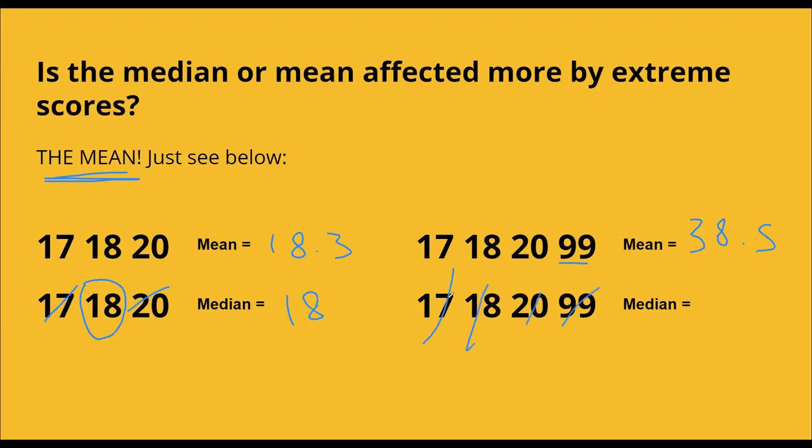Median, all right, since we cross everything out because there's an even amount of numbers, we do this. You might know that that's just 19. So which one changed more? 18.3 to 38.5, 18 to 19. The mean obviously changed a lot more. So you got to know that that's the reason why we can't use the mean to describe the center if there's extreme scores, which 99 is an extreme score. That's why.